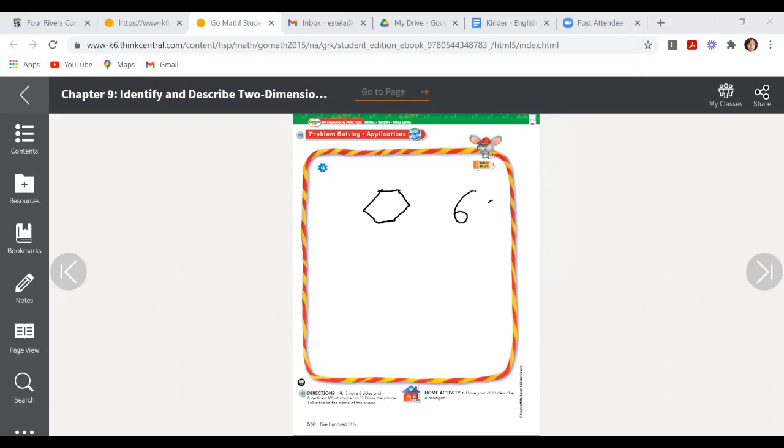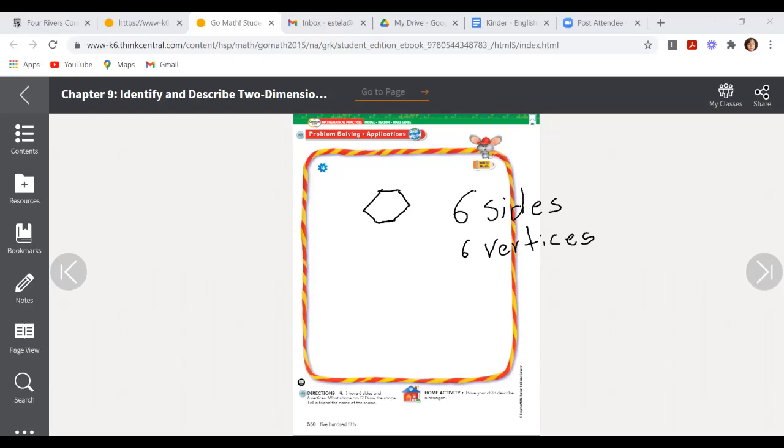Has 6 sides, 6 vertices. Desmond, what is the name of the shape? On what shape are we working on today? Did you know the name? Desmond, I can't hear you. So I'm gonna skip you.